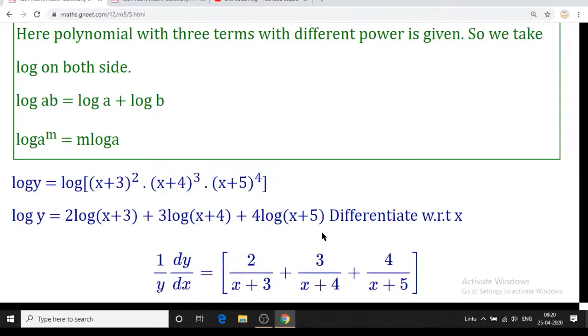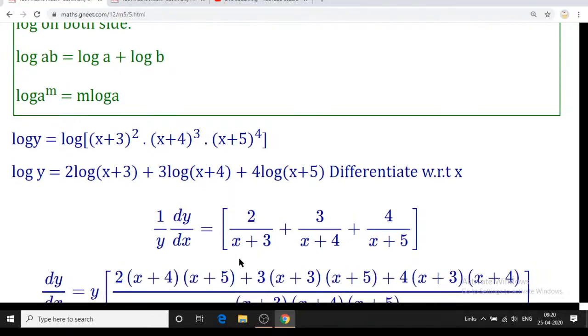Now we will differentiate this with respect to x. Log y will be 1 upon y dy by dx. 2 is a coefficient, so that will remain as it is. Derivative of log of x plus 3 is 1 upon x plus 3, plus 3. Derivative of log is 1 upon, so that is 1 upon x plus 4, and here it will become 4 upon x plus 5. Now here we are having only the 3 terms, correct?